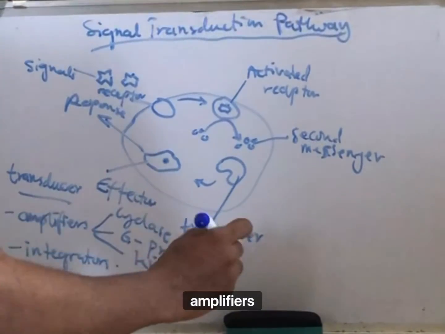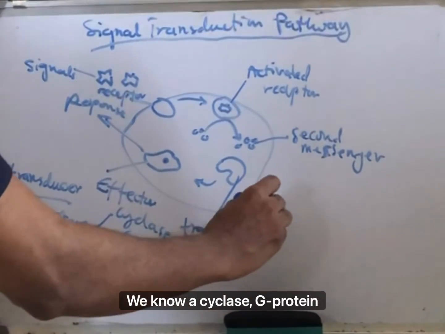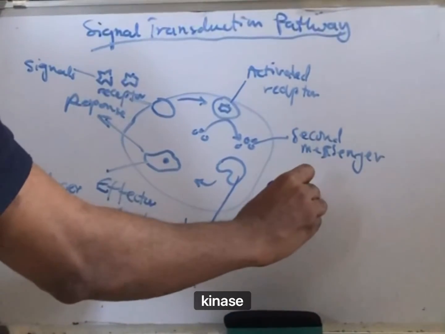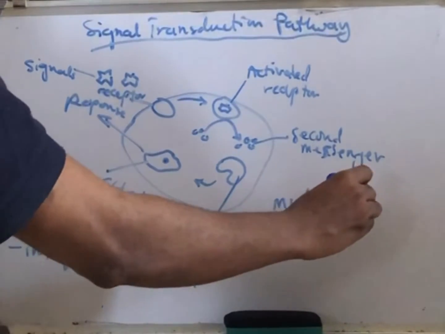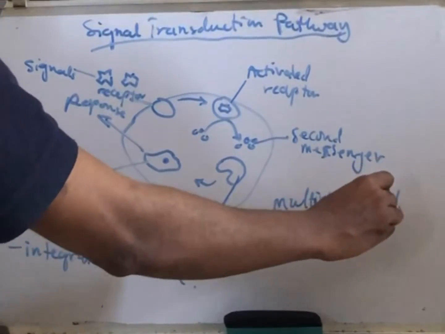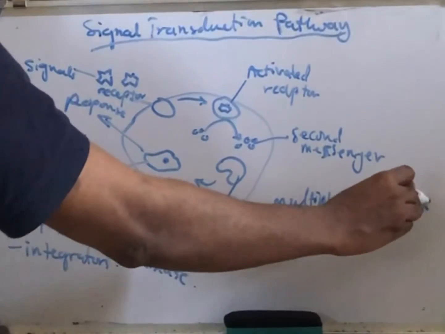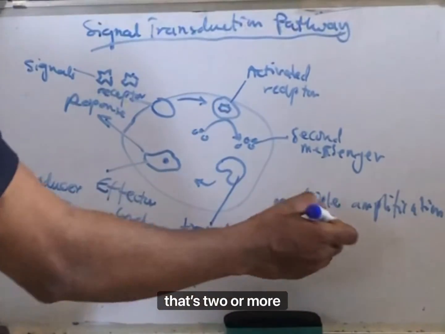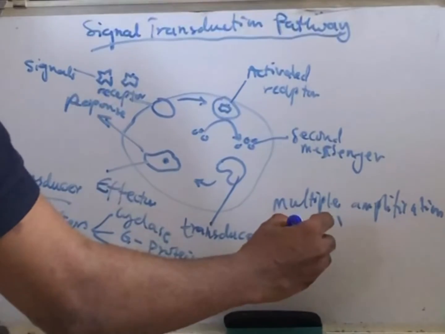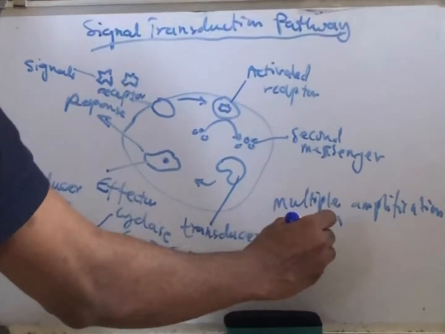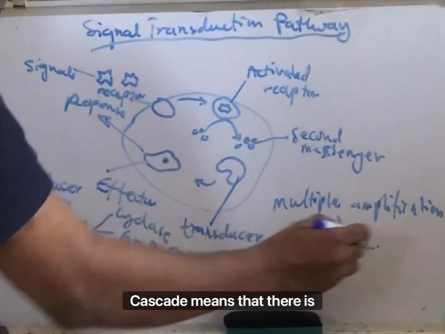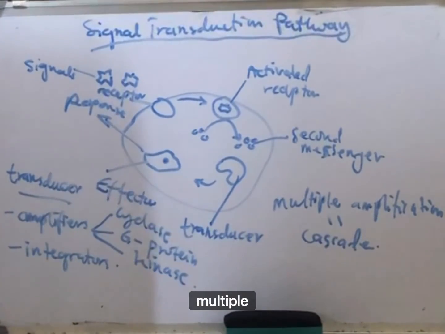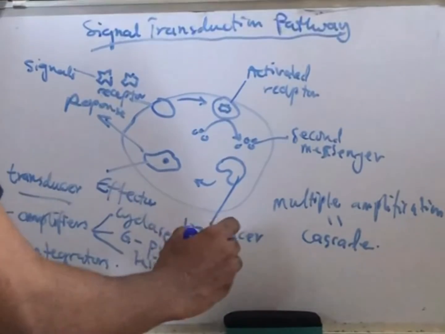Some of the amplifiers we know are cyclase, G protein, and kinase. Now, in a cell, when there is more than one amplification, that's 2 or more amplifications, that is what we call a cascade. So you've heard of signal transduction cascade. It means that there is what? Multiple amplification. Okay.